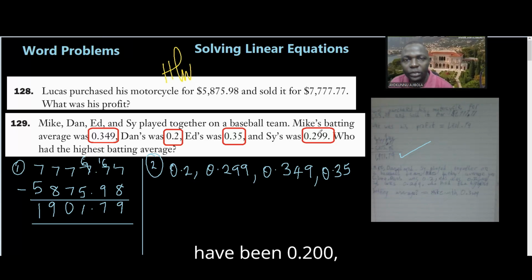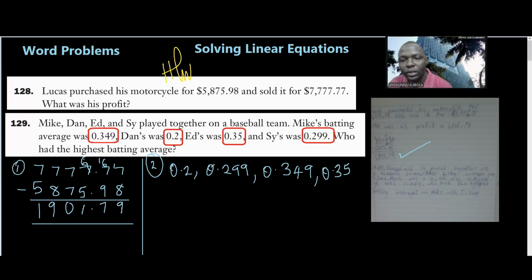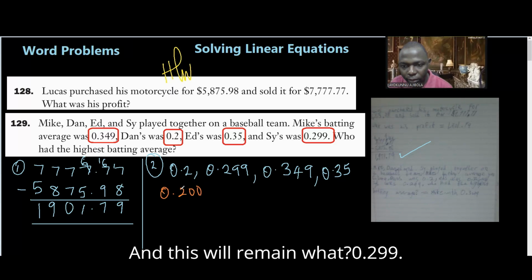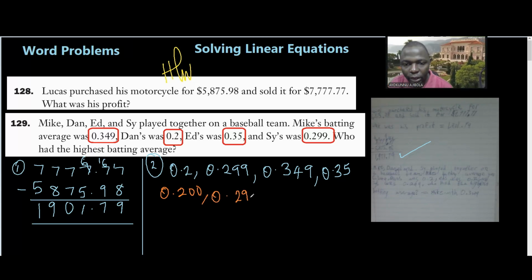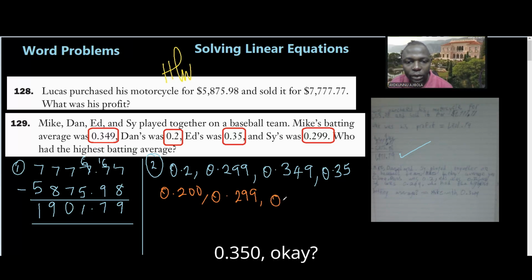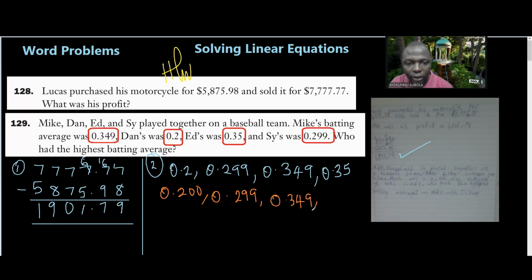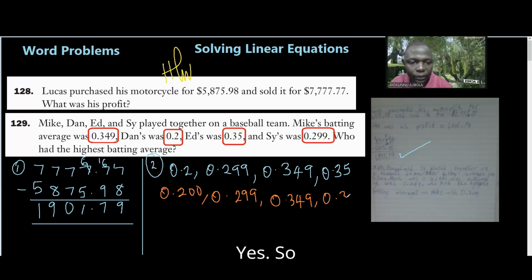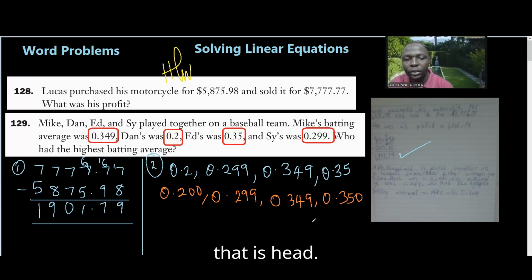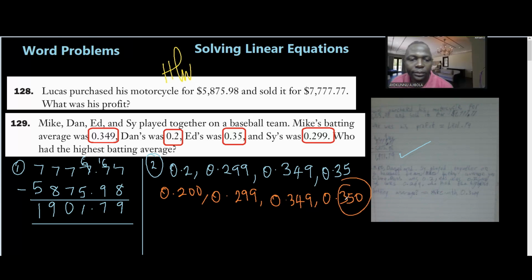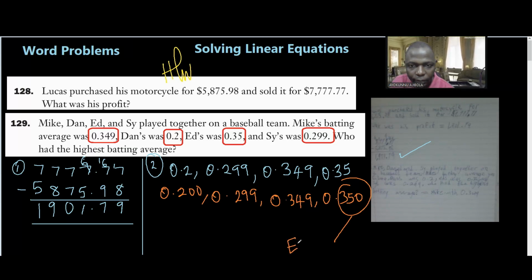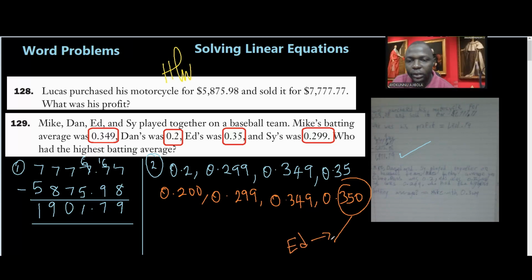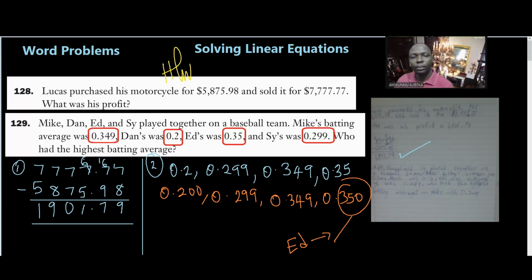0.35. You see, if you make them the same digits, this would have been 0.200, okay? And this will remain what? 0.299. This will be what? 0.349. And this will be what? 0.350, okay? Now it's clear to see the largest, right? Yes. So who had the largest? That is Ed. He had the largest batting average.